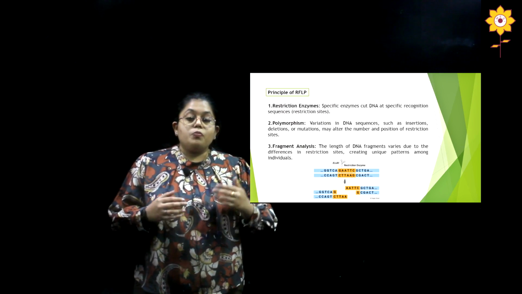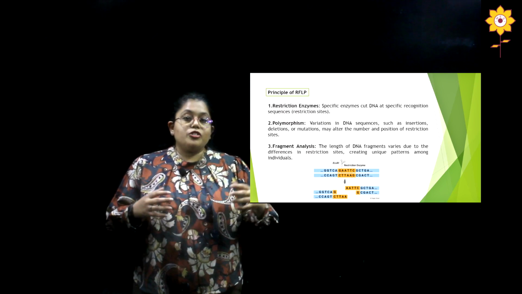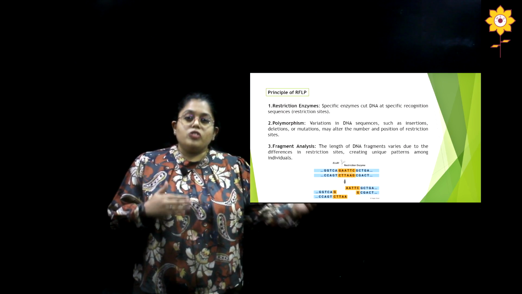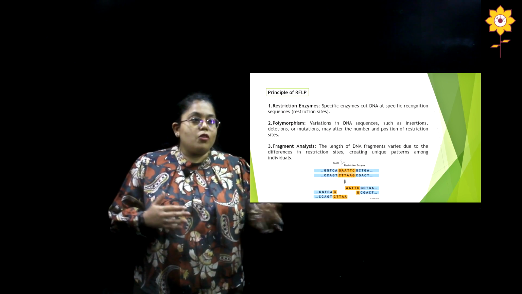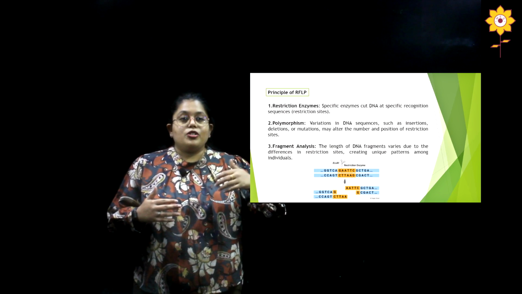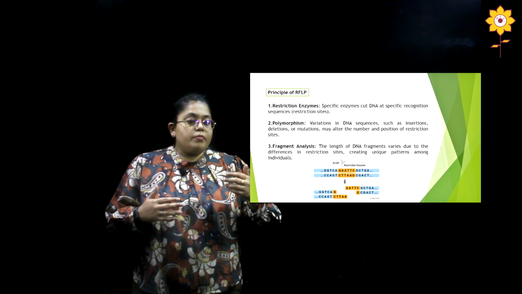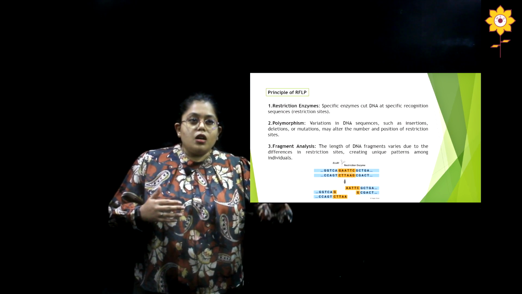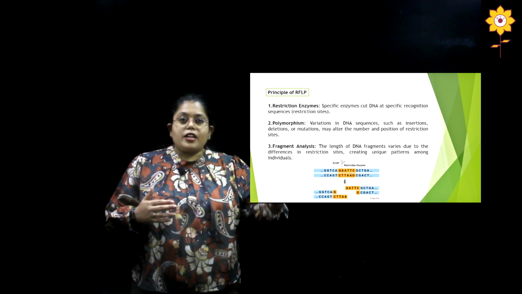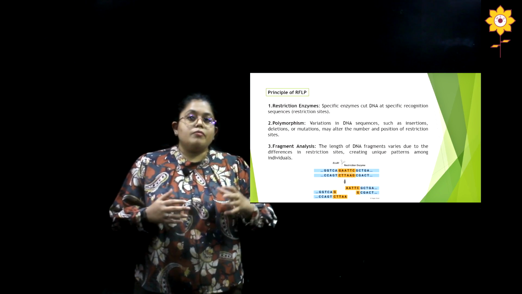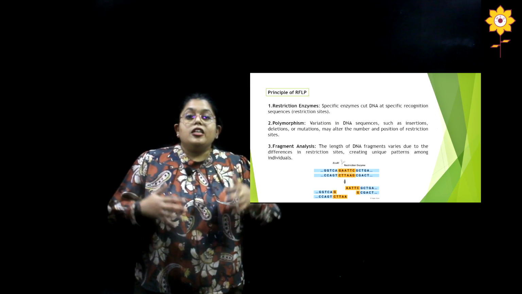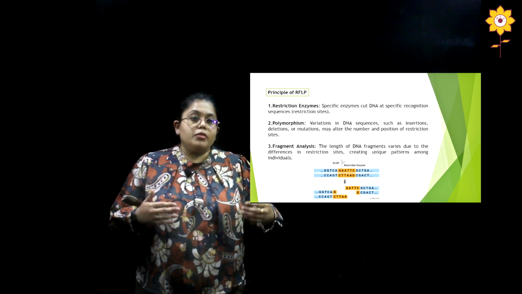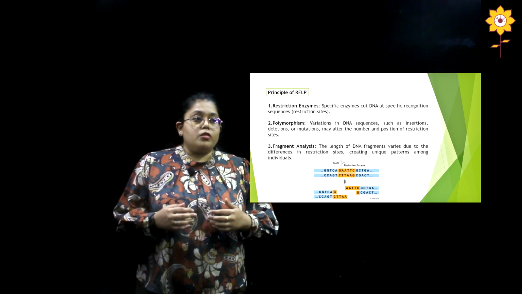The second point is polymorphism. As I mentioned, there are variations in the DNA. There would be some small changes in the DNA, which we call polymorphism. That could occur because of mutations, like UV radiation or environmental things like bacteria or viruses. This could give us a deletion, or it could be an insertion, where a new nucleotide is added into the sequence, making it a bit different. This is what is called polymorphism.